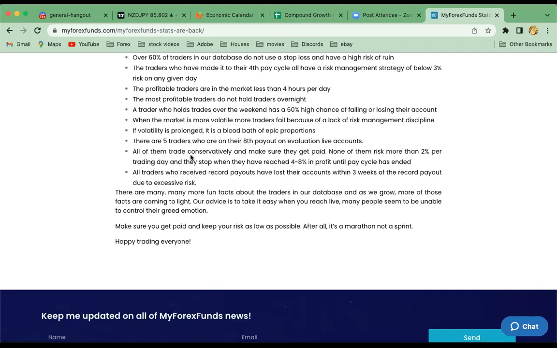All of them trade conservatively and make sure that they get paid. None of them risk more than 2% per trade in a trading day. And they stop when they have reached 4 to 8% in profit until the payment cycle has ended.